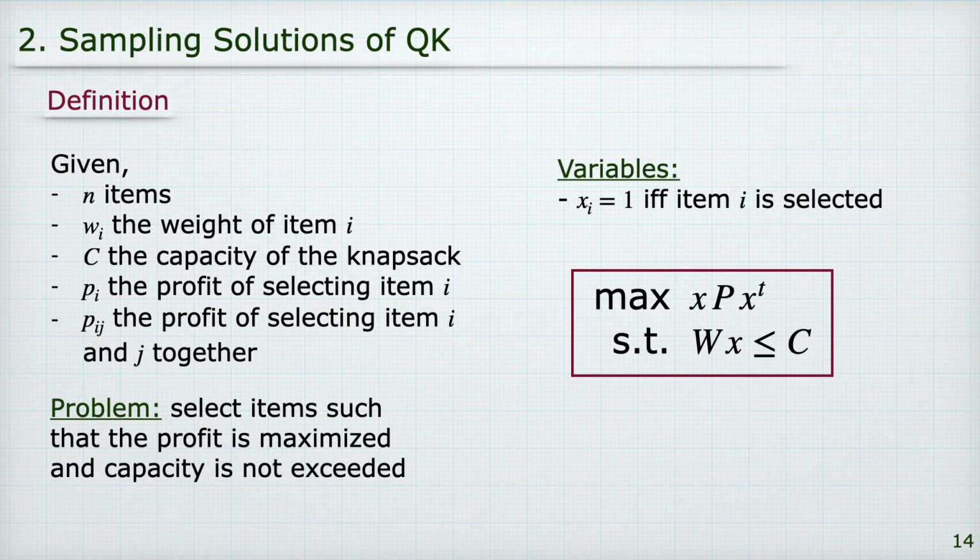The objective is then to maximize the total profit of the selected items such that the knapsack capacity is respected. More formally, if we have a variable xi for each item, which is equal to 1 if item i is selected, then we want to maximize the quadratic term x^T P x, where P is the profit matrix, such that Wx is inferior or equal to C, which is the capacity constraint.